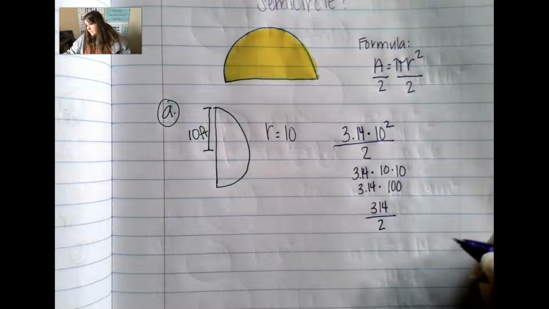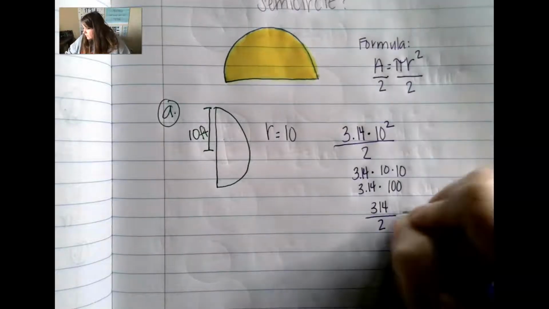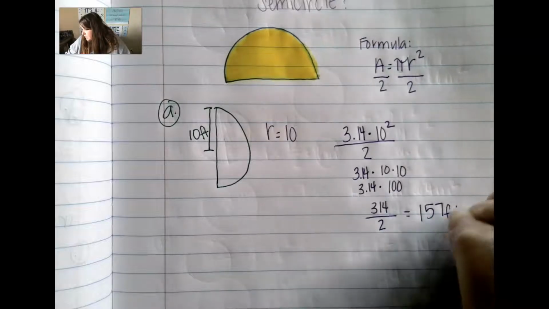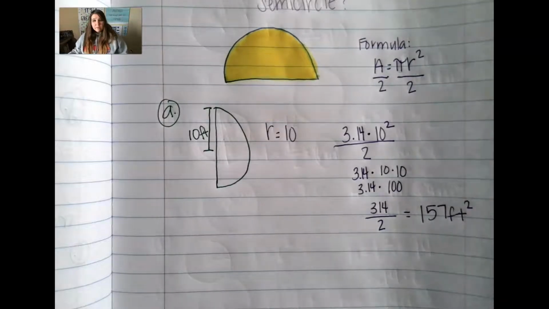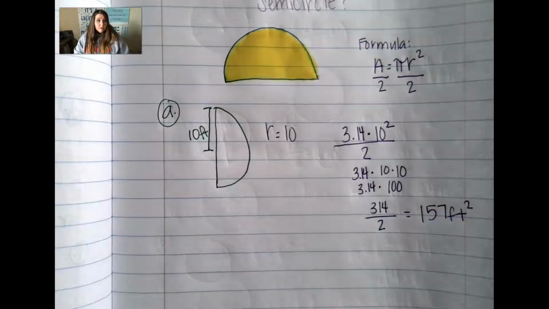And when you divide this in half, you get 314 divided by 2, 157. So 157 feet, but it's also squared because you are still working with squared, because area is squared.